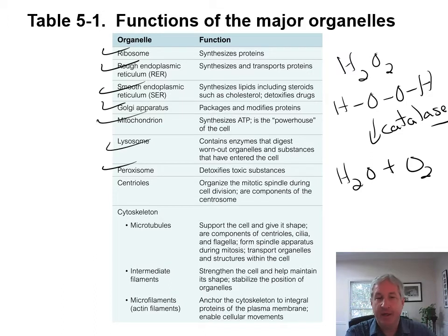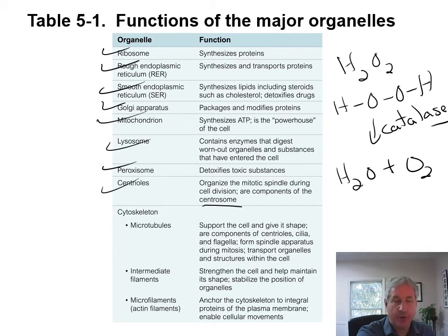Okay, centrioles. Centrioles organize the mitotic spindle during cell division. There are two of them, and they kind of make a T shape, and the two of them together make a centrosome. So that's what that word means. And we'll take a look at the structures of all these things in a second.